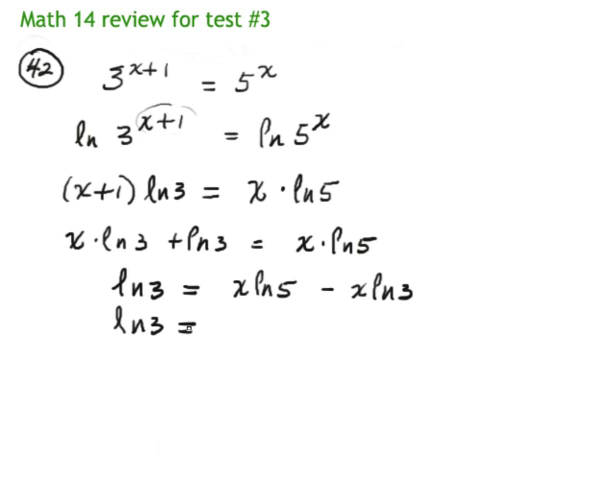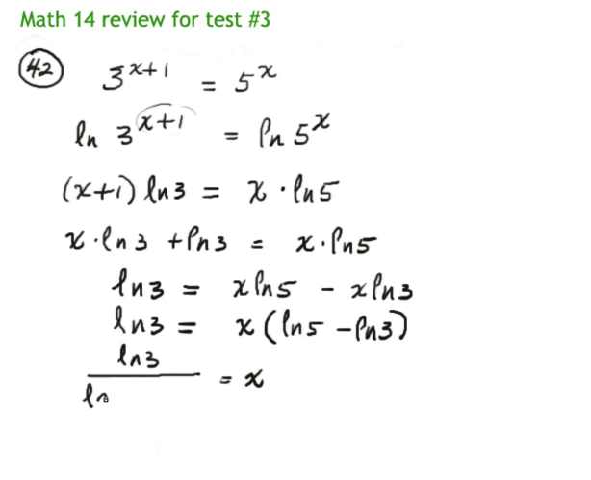Okay, so continuing to solve, I want to solve for x, so I want to combine these. So let's just factor out the x. So now I'm able to solve for x by dividing by what's in parentheses here. So x is equal to ln 3 divided by ln 5 minus ln 3. Now this answer is acceptable, but if you want, you can just evaluate that. You can figure out what that's equal to.